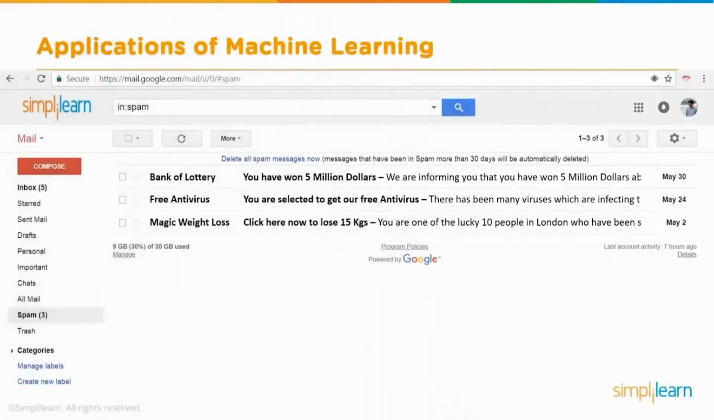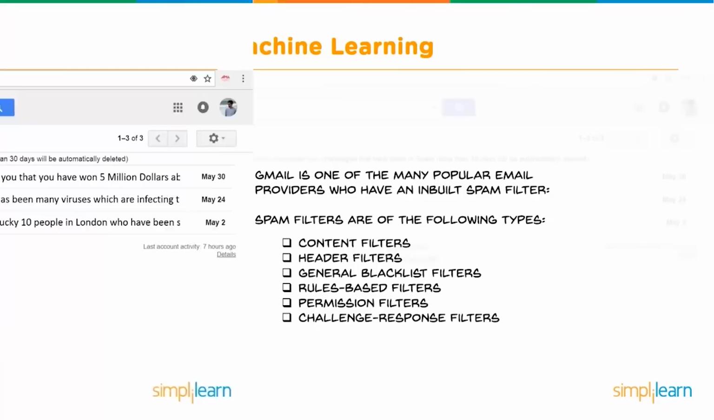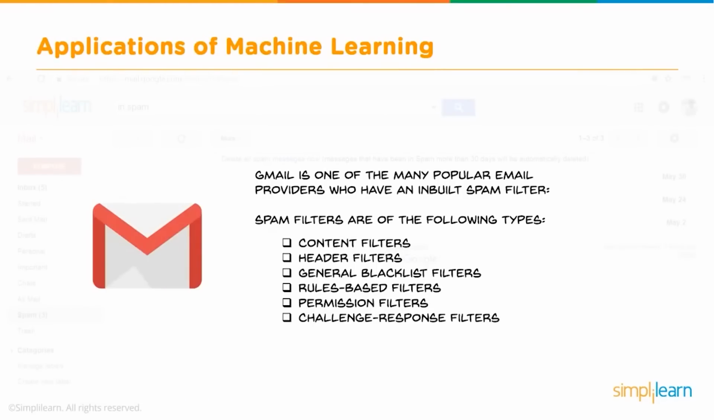Let's talk about email spam filtering. This is the spam that's in my inbox. How does Gmail know what's spam and what's not? Gmail has an entire collection of emails which have already been labeled as spam or not spam. After analyzing this data, Gmail is able to find characteristics like the word lottery or winner. From then on, any new email that comes to your inbox goes through a few spam filters to decide whether it's spam or not. Some of the popular spam filters that Gmail uses are content filters, header filters, general blacklist filters, and so on.